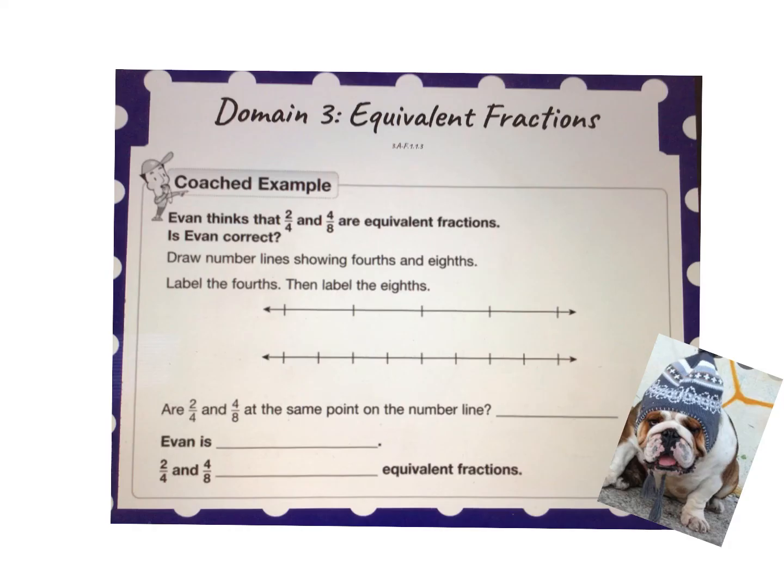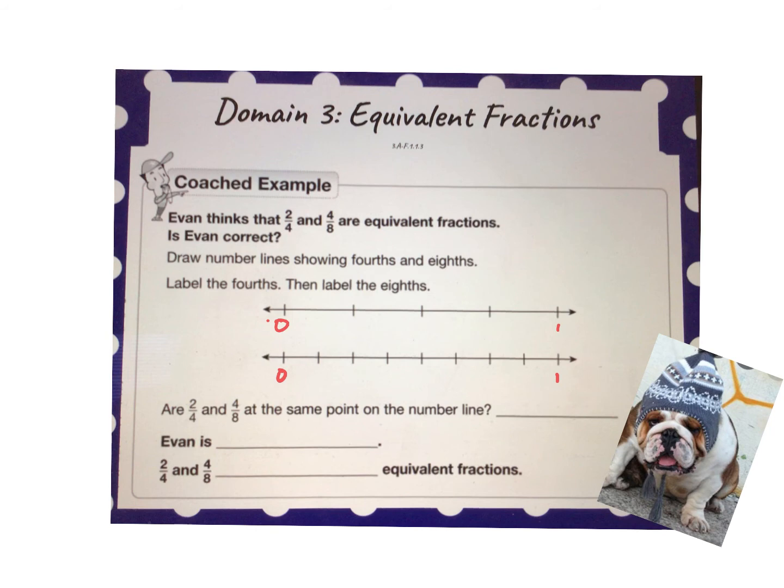One last example. Evan thinks that 2/4 and 4/8 are equivalent fractions. Is Evan correct? So the first thing we have to do is draw the number line showing the 4ths and the 8ths. And here are our number lines. They're the same exact spot. So this one is 0, and this one, it would be 1 for both of them. And then we're going to go ahead and label those number lines.